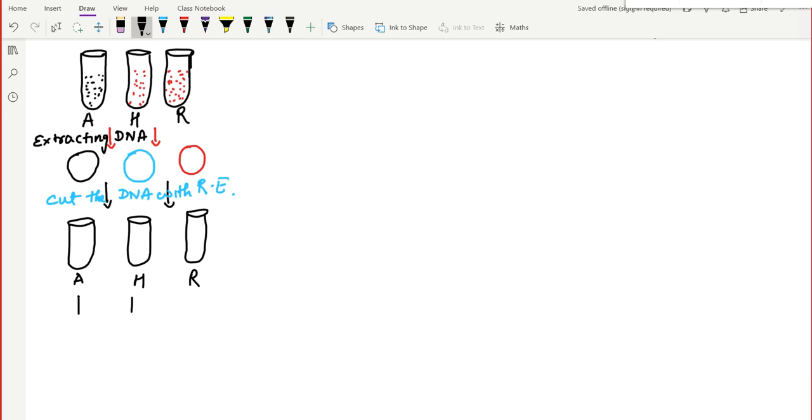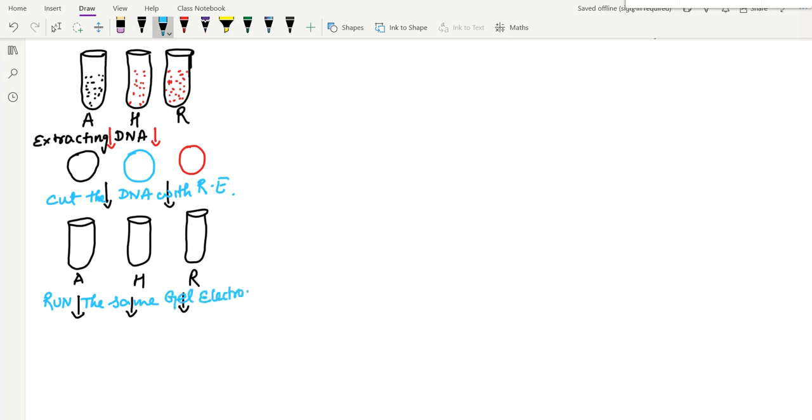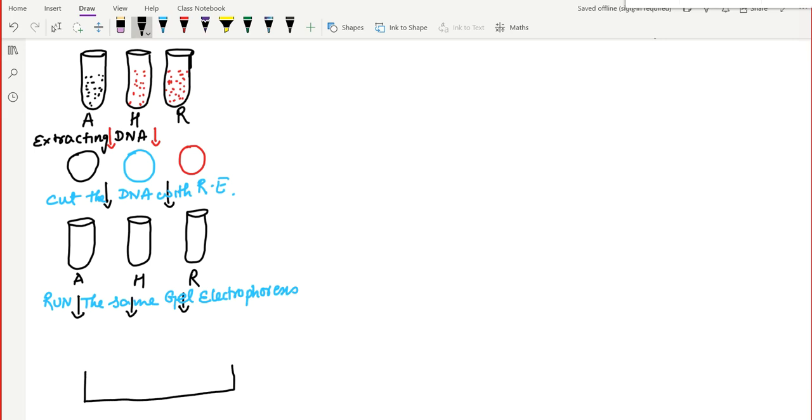Now, I'm going to run all 3 of them. After cutting with restriction endonuclease enzyme, I'm going to run the sample in gel electrophoresis. Okay, so what is gel electrophoresis? It is basically an instrument where we have an agarose gel. So this is basically agarose gel, where you're going to inoculate these particular samples.